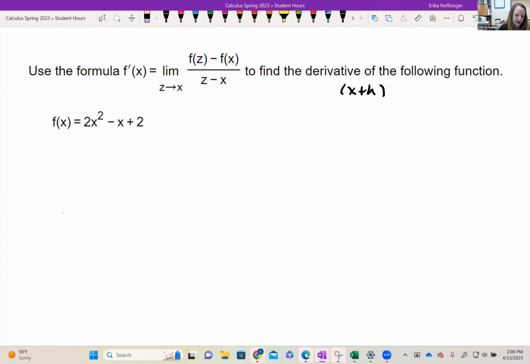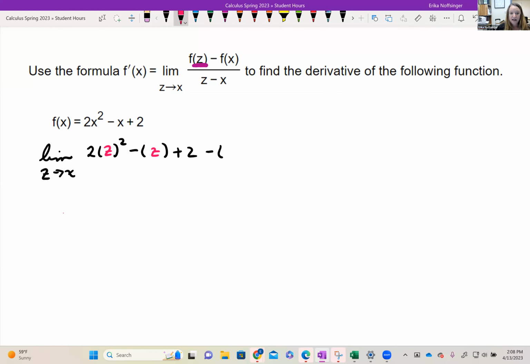And so we're going to look at the limit here as z is approaching x. Well, it wants us to find f of z. So I know I'm going into my function f of x, and wherever I see an x, I'm rewriting it with a z. So doing that, I would have 2 times z squared minus z plus 2 minus, I need a parentheses here. I'm subtracting off the whole f of x function, which was 2x squared minus x plus 2 in our parentheses, all over z minus x.